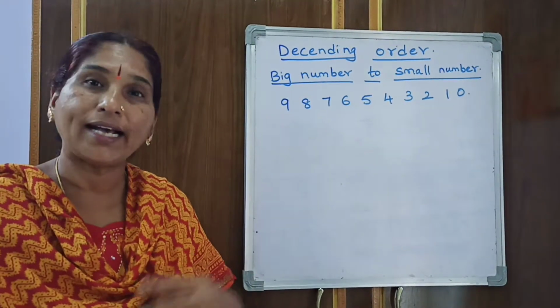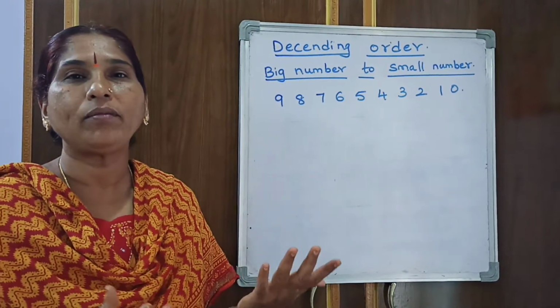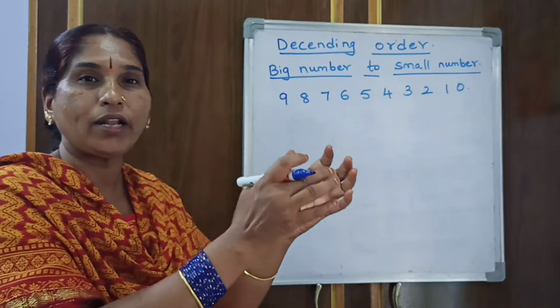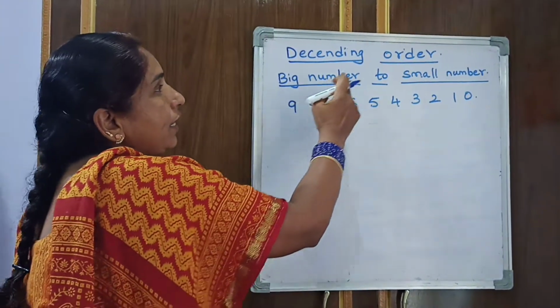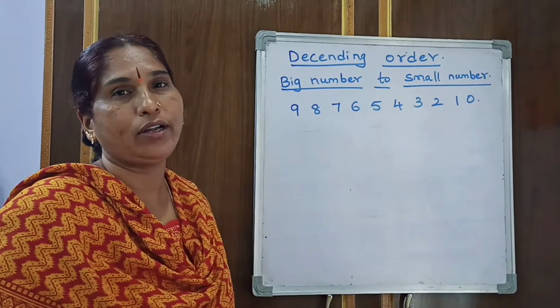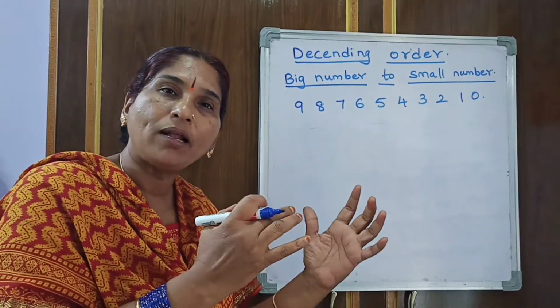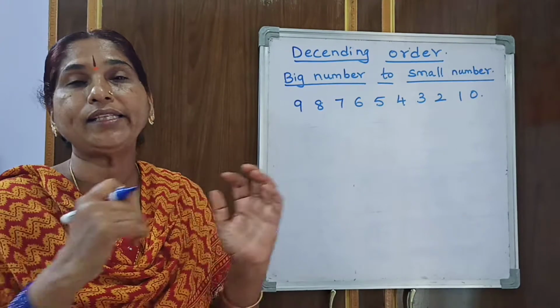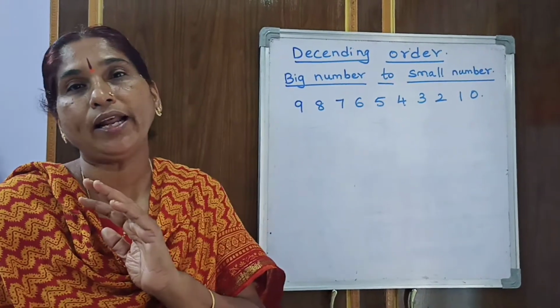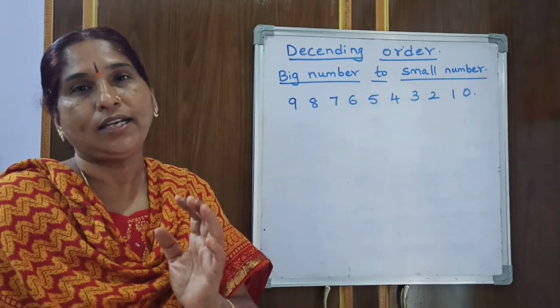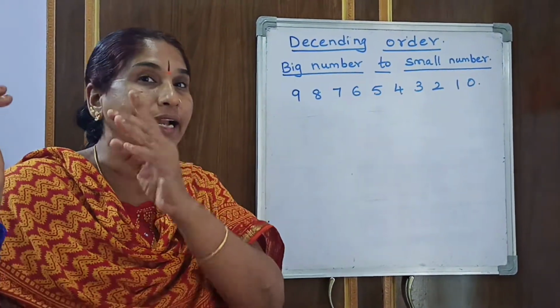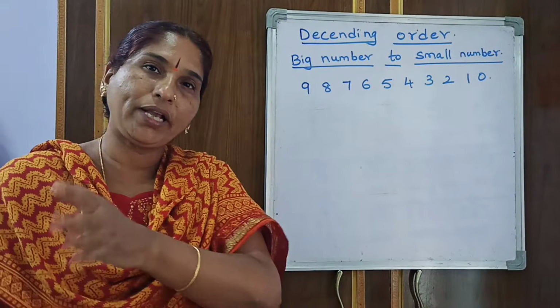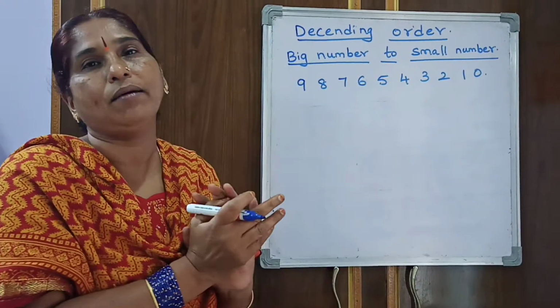Already you have learned ascending order. Ascending order means arranging the numbers from smaller number to bigger number. But here now we are learning descending order. Descending order means bigger number to smaller number. Arranging bigger number to smaller number. Ulta, fulta. See, ascending order, smaller number to bigger number. And here reverse, descending order, bigger number to smaller number.